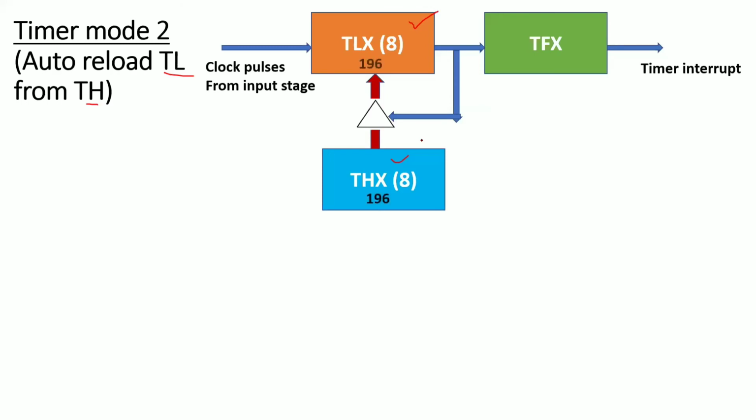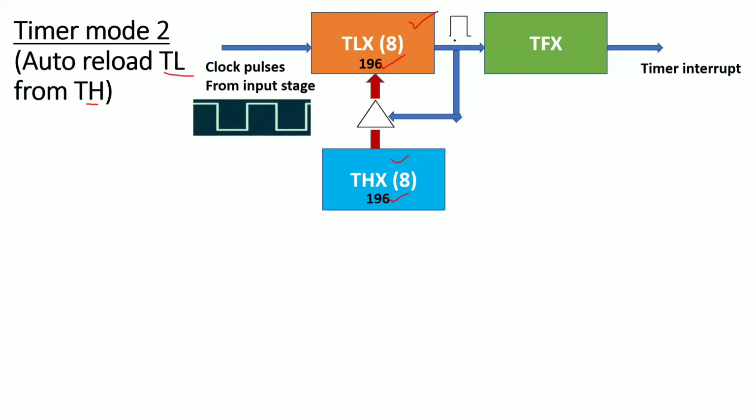So now I am loading 196 in the lower byte of the timer as well as the higher byte of the timer. Understood this point? Why am I loading it? I will tell you. As soon as it is loaded, you give the clock pulses, and it keeps on incrementing. After overflow, it will generate one interrupt. Automatically the interrupt flag becomes 1, and it tells the processor it has generated the interrupt.